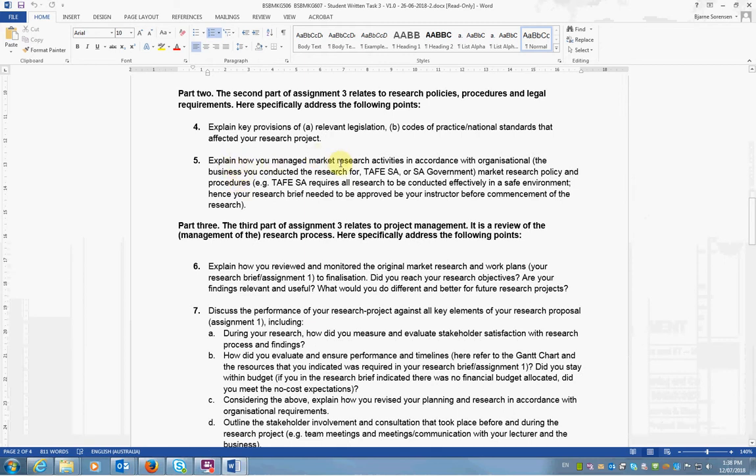Also explain how you manage market research activities in accordance with organizational market research policy and procedures. For example, TAFE requires all research to be conducted in a safe environment. And this was why you primarily needed to focus on online surveys and social media secondary data collection. And if you were to interact with people like in focus groups or in-depth interviews or observations, you needed to discuss this with your lecturer.